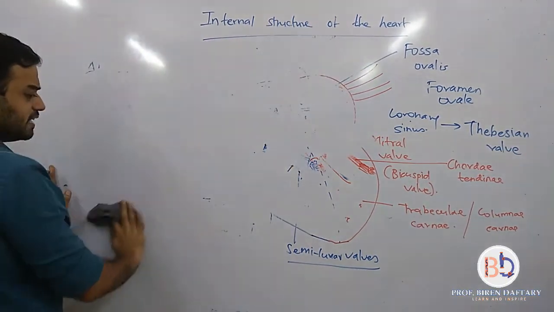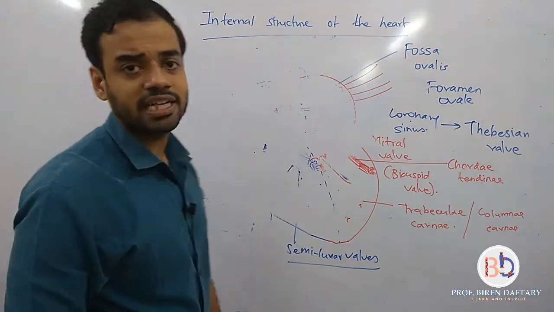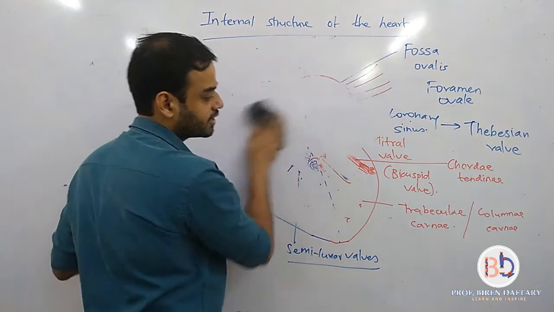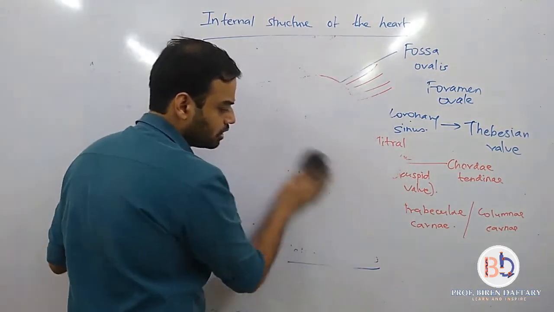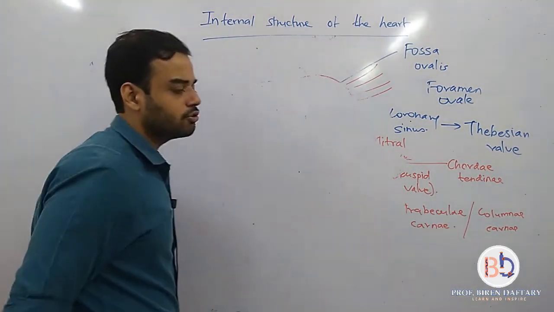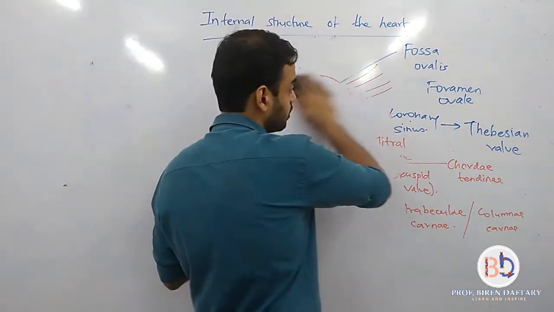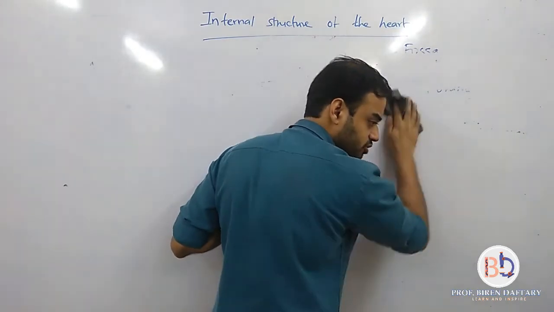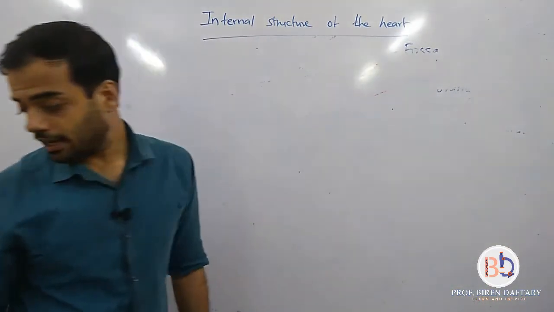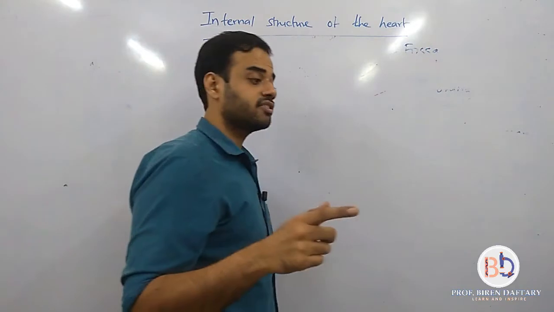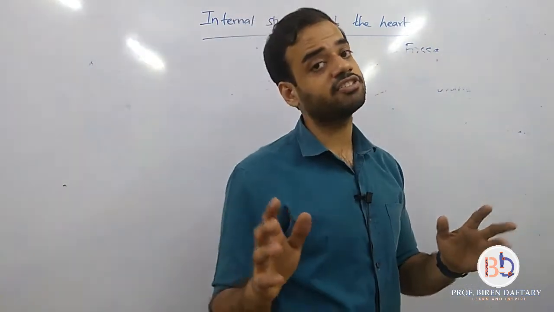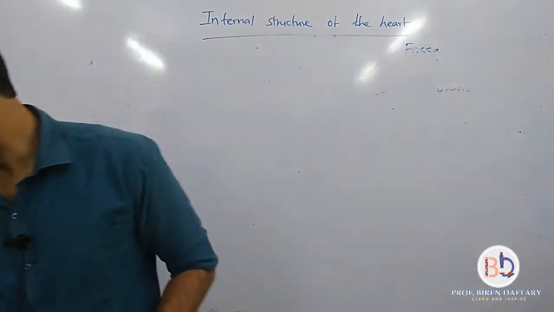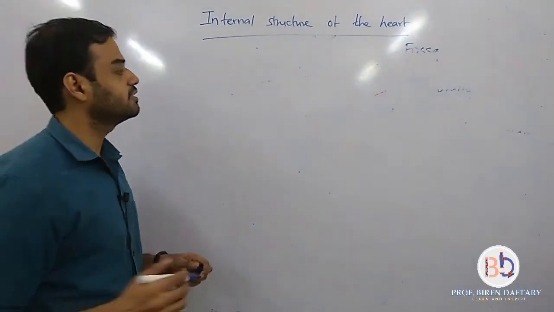There are not many changes in the diagram whenever you are drawing the external and the internal structure, because you are drawing a simple diagram. You are not drawing a 3D diagram. The only changes that you have to show are the tricuspid and the bicuspid valves, and you also have to show papillary muscles, chordae tendinae, alright. When you are talking about the internal structure, you have to mention all the valves. External structure, don't mention any valve. Clear?